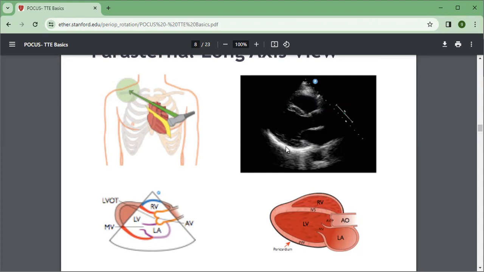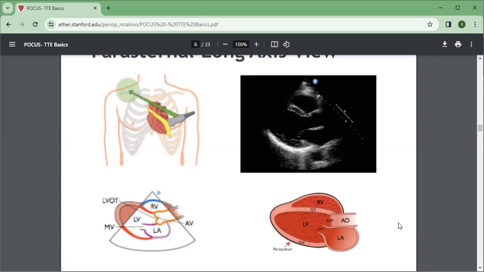This is the anterior aspect of the left ventricle, and the outer aspect of the posterior part of the left ventricle. This one you see here is the outer part of the left ventricle. And this one is the descending part of the aorta.